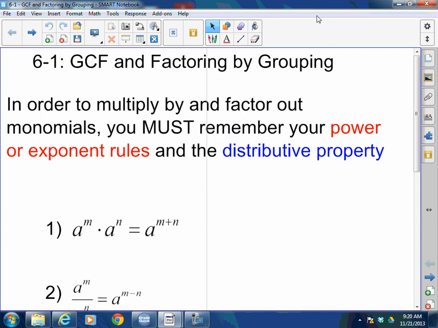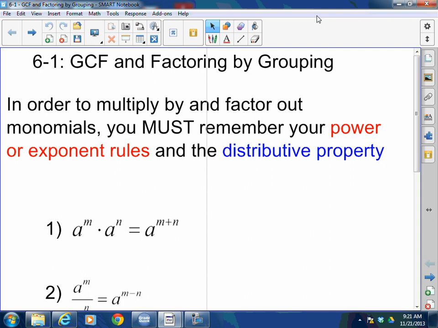We are moving on here, and we're still going to be dealing with polynomials, but this time we're going to use all of the laws that we learned of exponents and polynomials, and we're going to reverse those laws, and we're going to do what's called factoring. Okay, we're going to be factoring today.